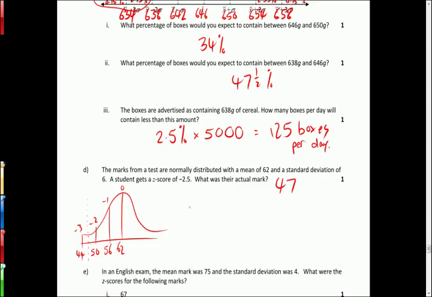Okay, actual mark of 47, or I could have used the formula z equals x minus x bar on standard deviation. So the z of minus 2.5 equals the score, that's the question, minus the mean of 62 over the standard deviation of 6. Let's do a bit of algebra. Let's get rid of this divide by 6 by timesing both sides by 6. 6 times minus 2.5 will be minus 15 equals x minus 62. And now to get rid of the minus 62 to get the x by itself, let's plus 62 to both sides, which becomes x equals minus 15 plus 62. Yeah, it's 47. Great, whichever way you wanted to go.